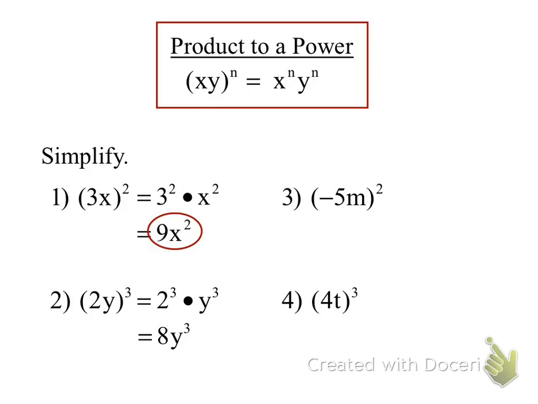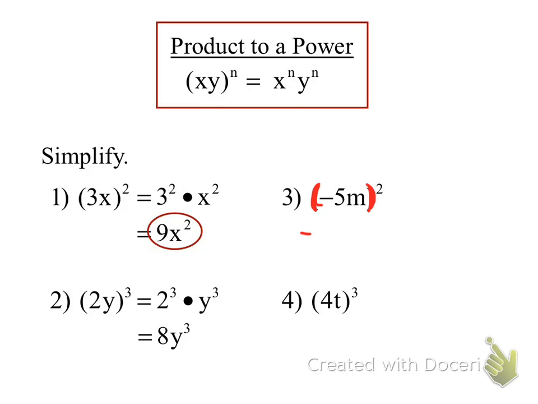Angela. -5. That's not the only part. Ashley. M. That's not only it. Amanda. -5m. Or I could say the parenthesis. And the parenthesis includes the -5m. So if it's touching the parenthesis, that means everything in there.